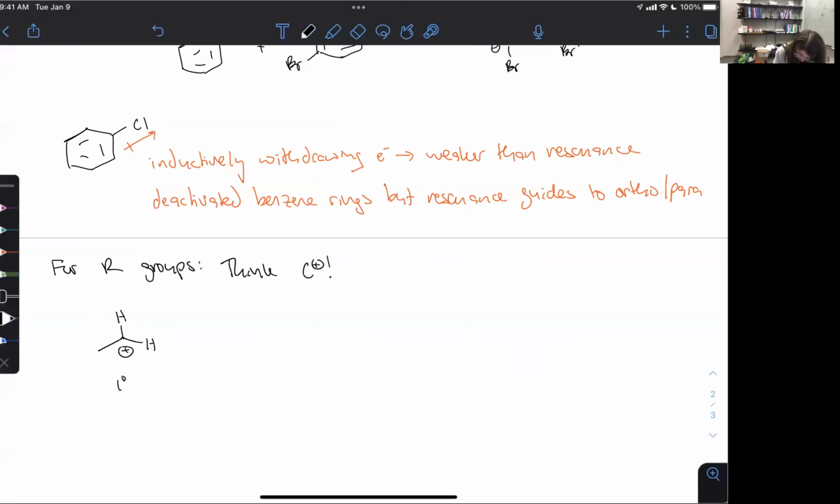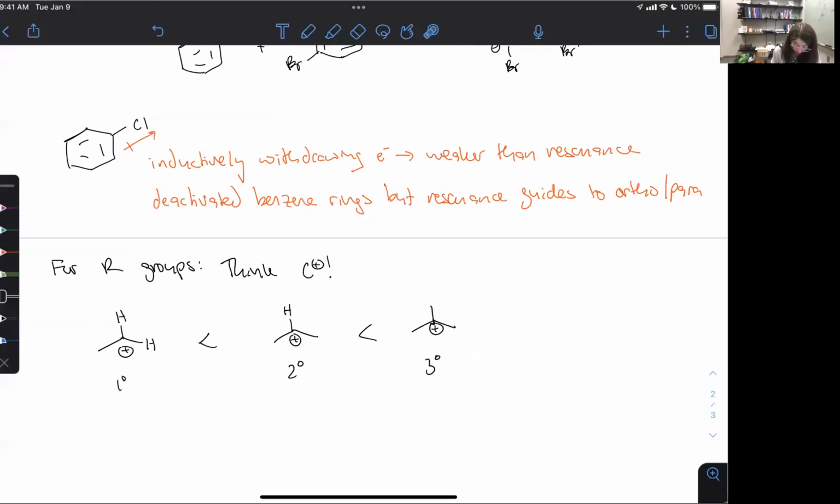A primary carbocation is less stable than a secondary carbocation, which is less stable than a tertiary carbocation. What stabilizes carbocations? Electrons, right? Electron density stabilizes carbocations. We think about that with resonance all the time. If we can push electrons towards it, that's probably going to be beneficial.